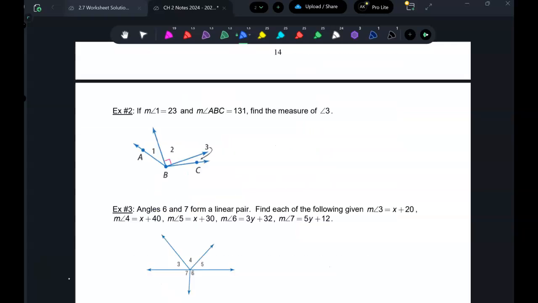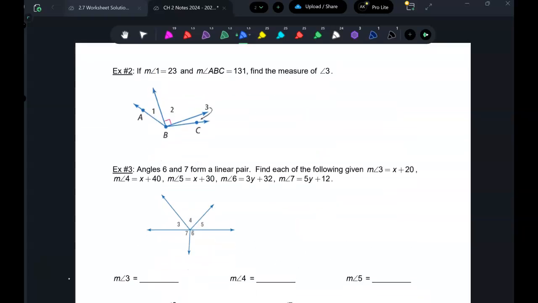Okay, little break from the proof. So this is an application to the proof, finding the measure of angle 3. Okay, what do we know? We know measure of angle 1 is 23. So here, this is 23 degrees. Angle 2, we could see there's a little square, so that's 90. And measure of angle ABC is 131. So that means the whole thing here. So I know 23 plus 90 plus the measure of angle 3 has to be equal to 131.